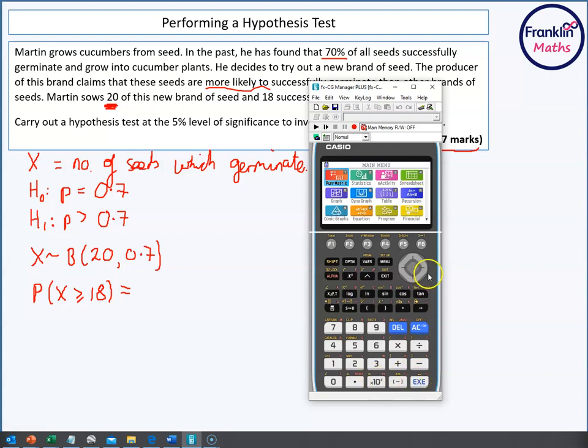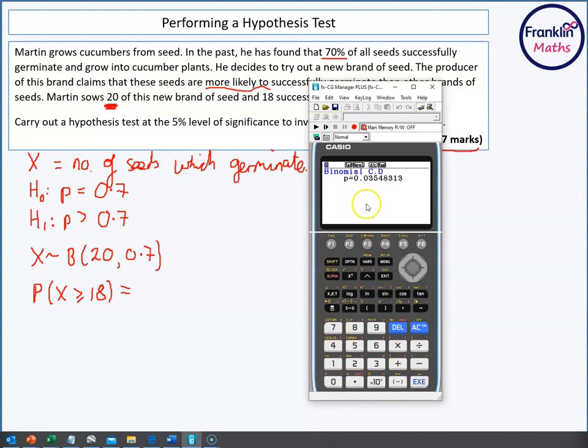So here we go. I'll go across to stats, distribution, binomial. This is a BCD because it's cumulative. My lower is 18, my upper is 20. I've got 20 trials and 0.7.